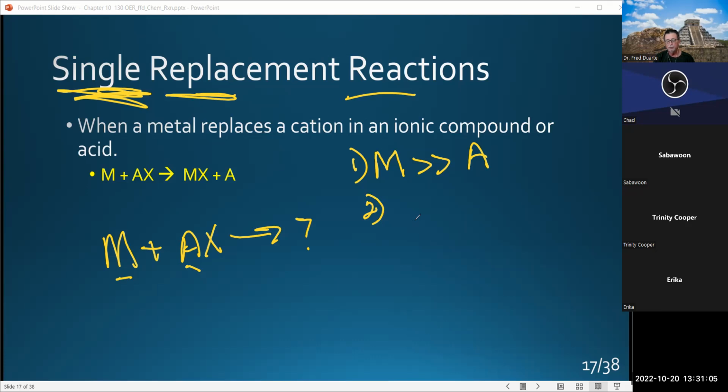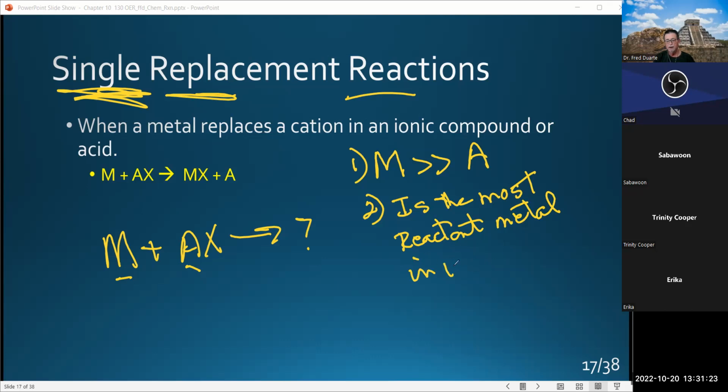Second thing we do, the question we ask ourselves, is the most reactive metal in ionic form?